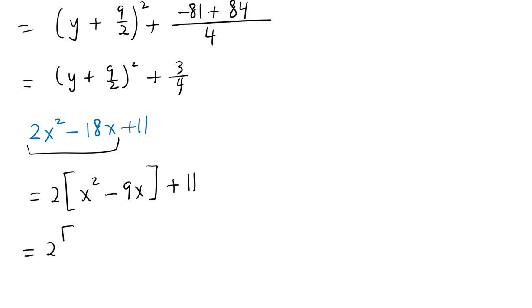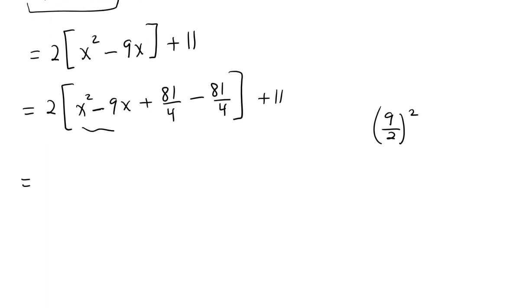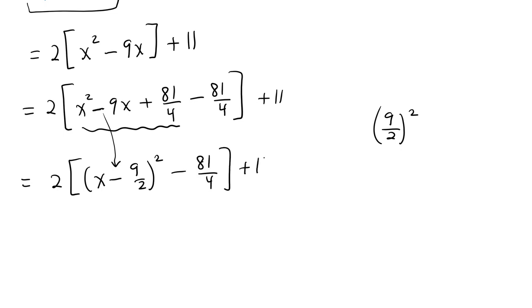Now I'm going to work inside the bracket and let's see what we have. X squared minus 9x. 9, we did it earlier, so if you divide 9 or negative 9, it doesn't matter because you're going to square it then. And then you square it, you get 81 over 4. So you're going to put plus 81 over 4 and minus 81 over 4. Then we're going to complete the square on this. So how do you complete the square? X minus 9 over 2 squared, minus 81 over 4 plus 11.